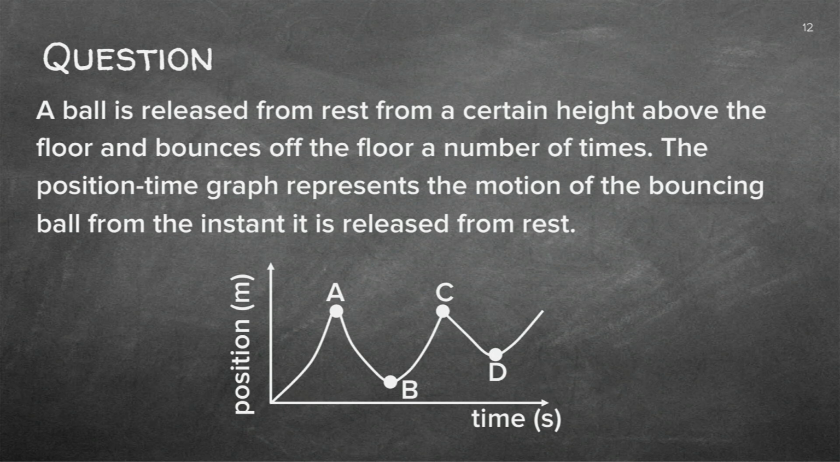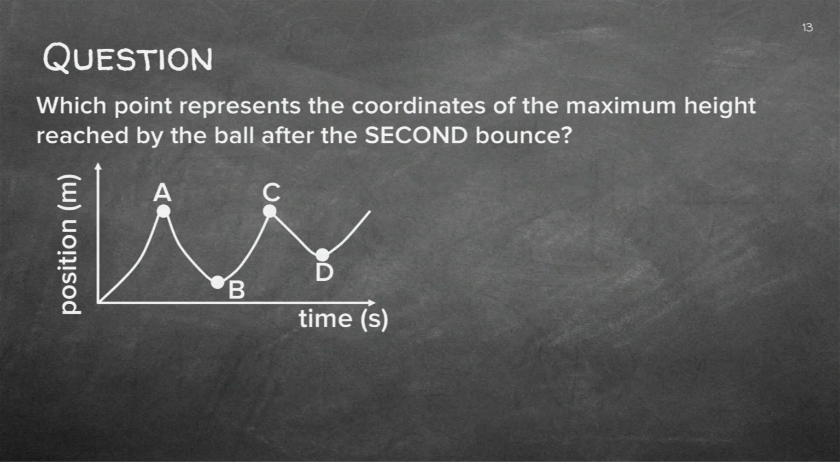A next question. A ball is released from rest. Do you see here? It's from rest, from a certain height above the floor, and bounces off the floor a number of times. The position time graph, which they're giving me here, represents the motion of a bouncing ball from the instant that it is released from rest. The question they're asking me is, which point represents the coordinates of the maximum height? So where is the maximum height on this graph? Is it A, is it B, is it C, or is it D?